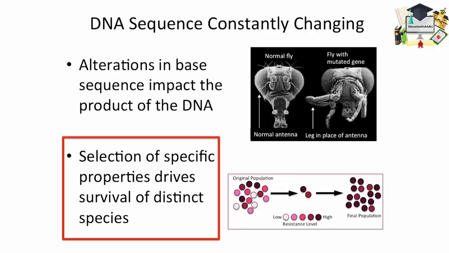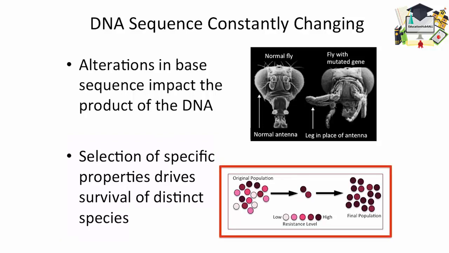Also, selection of specific properties can drive the survival of distinct species. It can also have an impact within a species. An example of this is in antibiotic resistance. If you have an original population with mixed degrees of antibiotic resistance, when you grow it in a condition where antibiotics are present, you immediately select for those that have higher levels of resistance, because you're killing off those that have lower levels. So selection can drive which organisms or species survive under certain conditions.